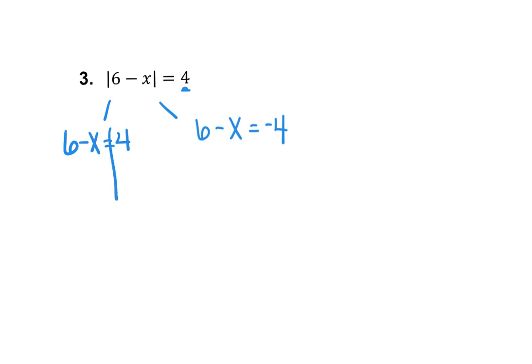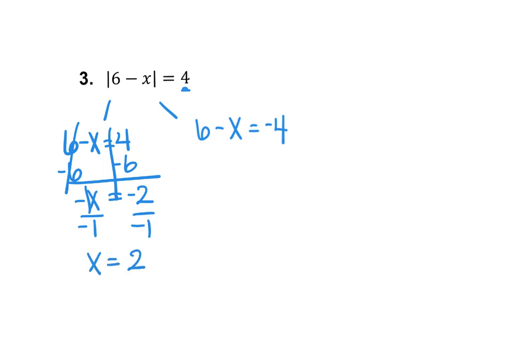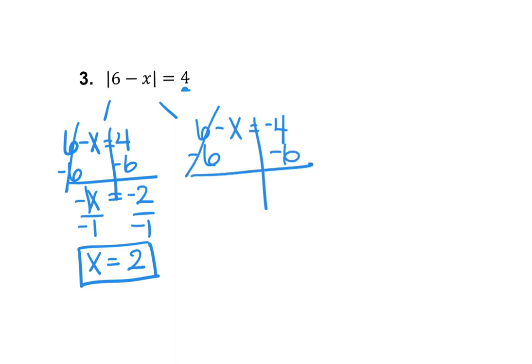So let's go ahead and solve. I'm going to subtract my 6. Negative x is equal to negative 2. I'm just going to divide by that negative 1. And x is going to be equal to positive 2. And then here, we're going to subtract the 6. We have negative x is equal to negative 10, and divide again by the negative 1, and x is going to be equal to 10.